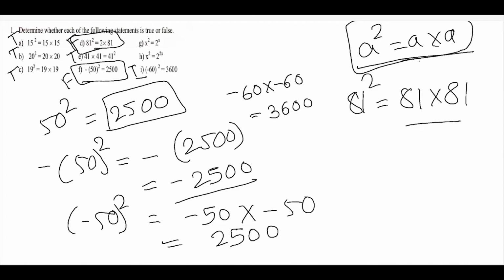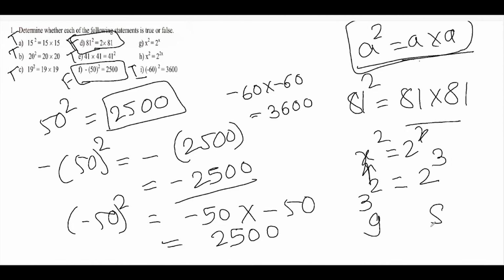To check this, you can take the value of x as 3. So x square will become 3 square, which is 9, and in this case it will become 2 raised to 3, and 2 raised to 3 is 8, which is not equal. 9 and 8 are not equal. So this becomes false.